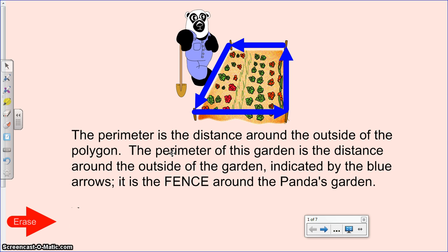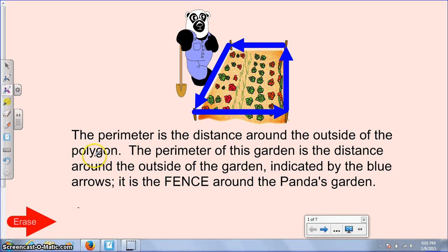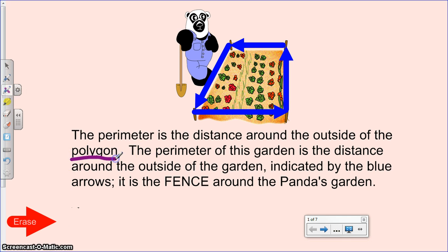Well, what is perimeter? Perimeter is the distance around the outside of the polygon. And remember, a polygon is just many-sided shapes. Remember, polygons are squares, rectangles, quadrilaterals, pentagons, hexagons. They're just closed shapes made up of straight lines. And so the perimeter, again, is the outside measurement of a polygon.